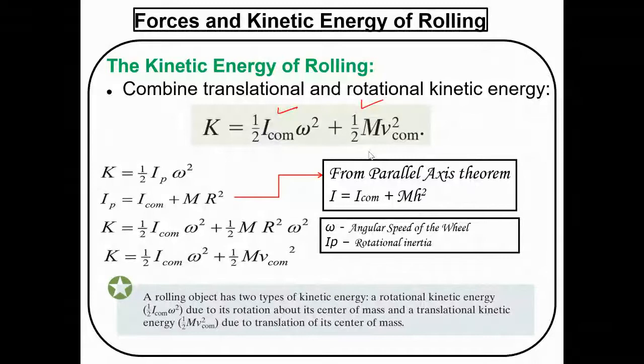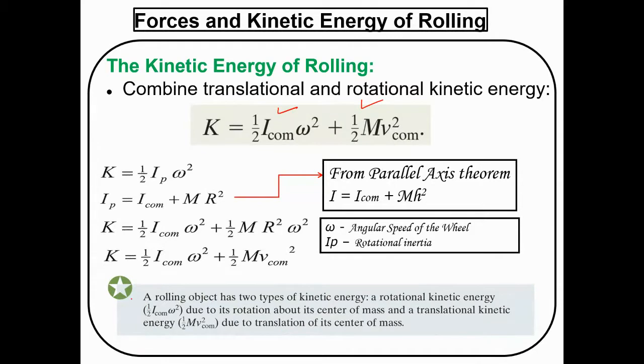So from this slide, keep the information in your mind. What is the kinetic energy of the rolling body? The kinetic energy of the rolling body is the combination of translational kinetic energy plus rotational kinetic energy. That information is given in this box. This information I just take from the book.